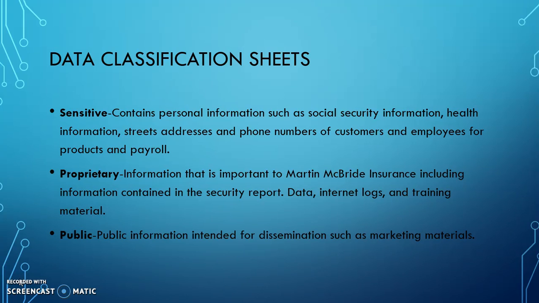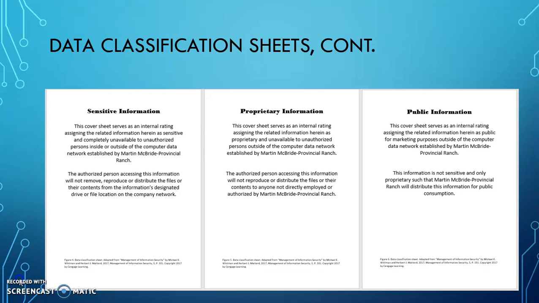Data classification sheets have been created to serve as an internal rating for all data belonging to McBride Insurance. Sensitive data contains personal information such as Social Security information, health information, street addresses, and phone numbers of customers and employees for products and payroll. Proprietary information is important to McBride Insurance, including information contained in the security report, data, internet logs, and training material. Public information is intended for dissemination, such as marketing materials, and is considered to be non-sensitive. Examples of data classification sheets, as shown here, will be attached to respective files on the network.